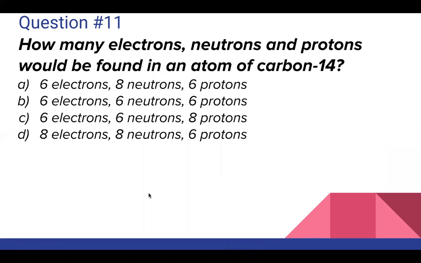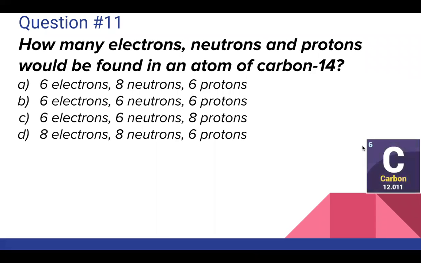Okay. Question number 11. How many electrons, neutrons, and protons would be found in an atom of carbon-14? So this is a particular isotope of carbon. Well, carbon is carbon, so it should always have 6 protons. You just look up carbon on the periodic table. So it should have 6 protons. Whoa, that doesn't say 6 protons. So you can eliminate that answer right off the bat.